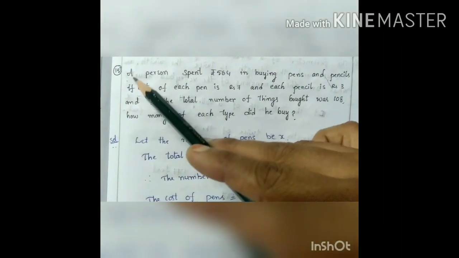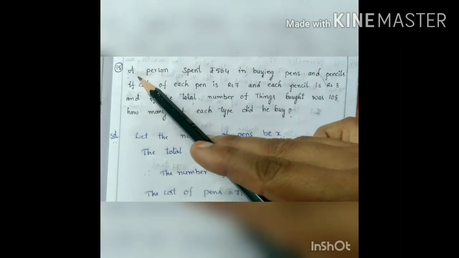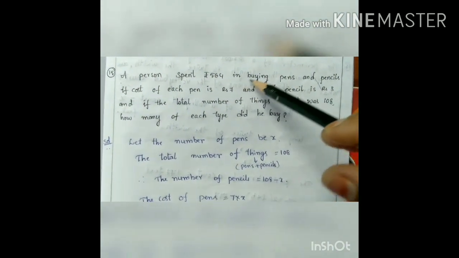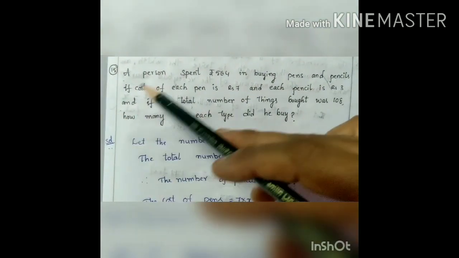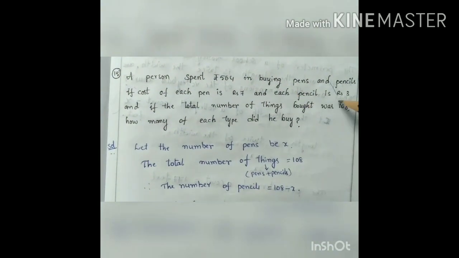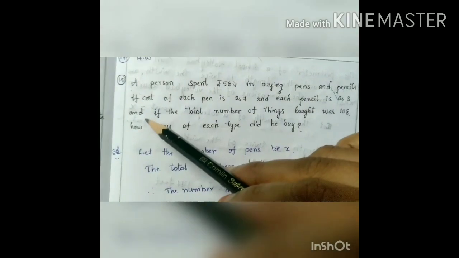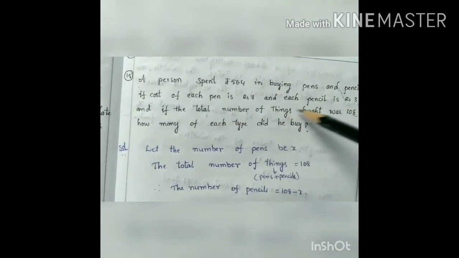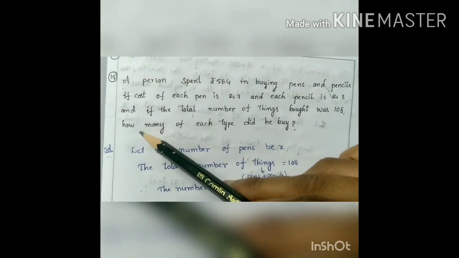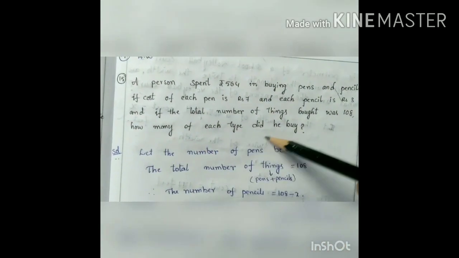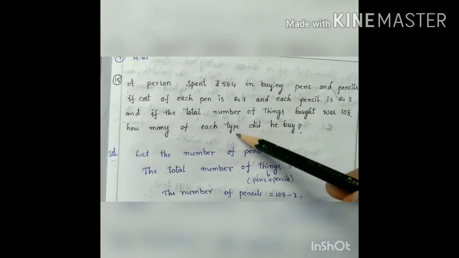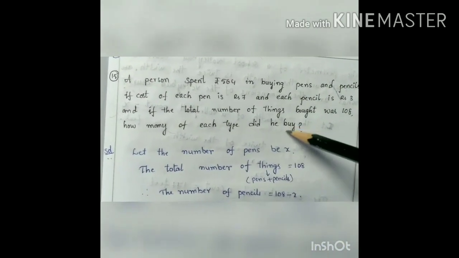Next continuation, 15th problem. A person spent 564 rupees in buying pens and pencils. If the cost of each pen is 7 rupees and each pencil is 3 rupees, and if the total number of things bought was 108, how many of each type did he buy?